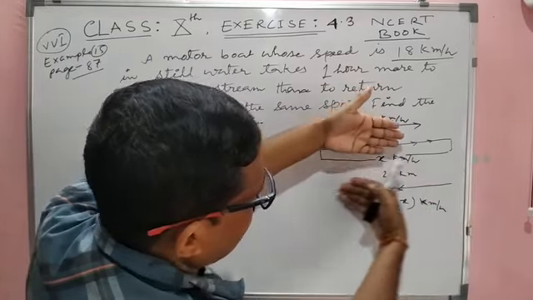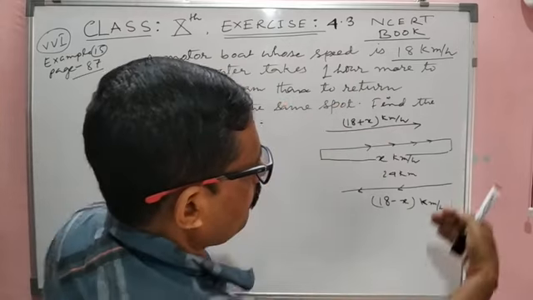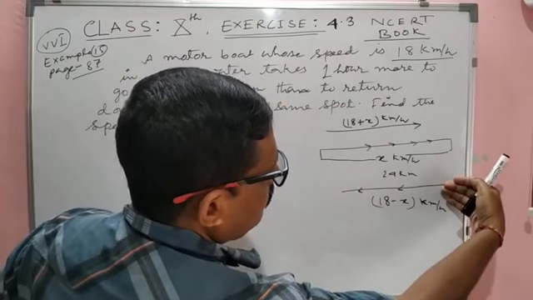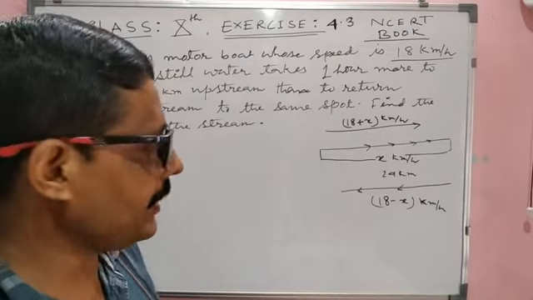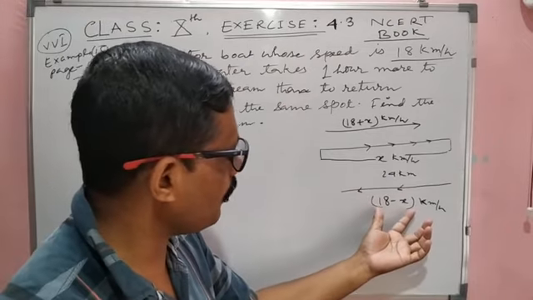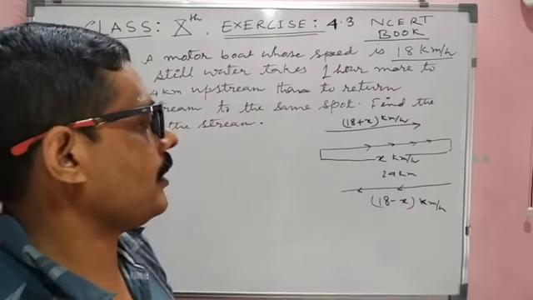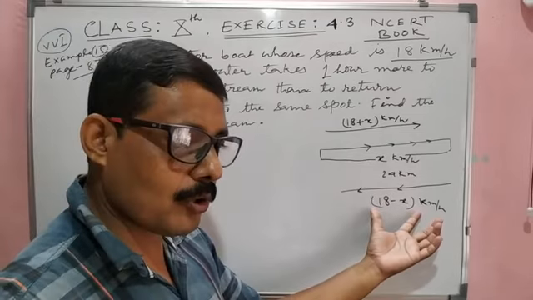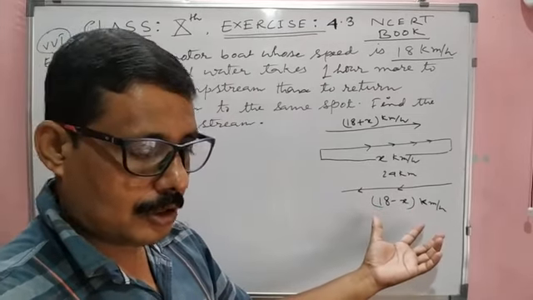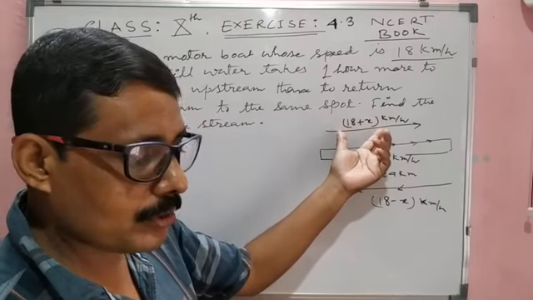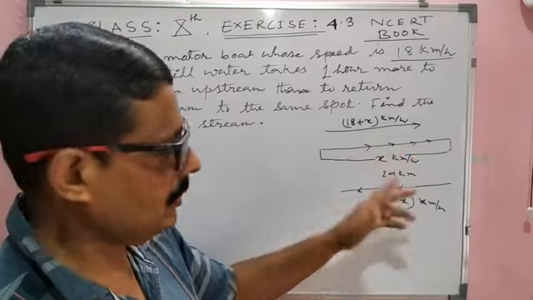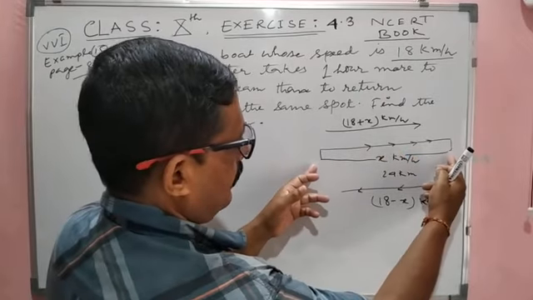It moves against the stream. The stream is moving this side, but the boat is moving in the opposite direction. So its speed will decrease, and the new speed will be 18 minus x kilometer per hour. So this is the speed of boat in the opposite direction, and this is the speed of boat in the same direction, and the total distance is 24 kilometer.